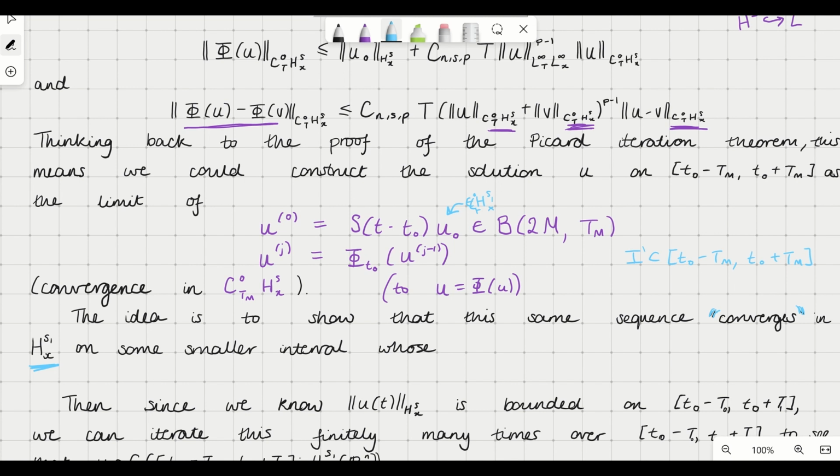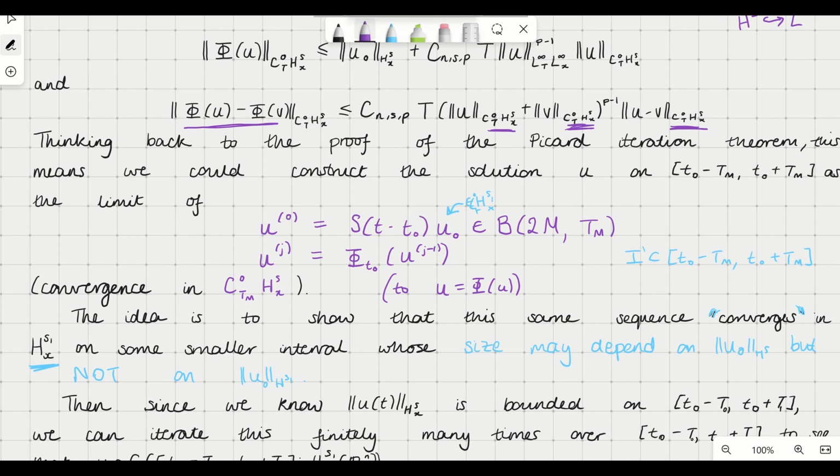Actually, as I said, I put these apostrophe things because we're not actually going to get convergence in C0 to HS1, we're going to get some kind of weak convergence. But we'll get this solution to converge on some smaller interval in HS1. And the size of this interval might depend on the size of the data in HS, but it does not depend on the size of the data in HS1. U0, sorry.